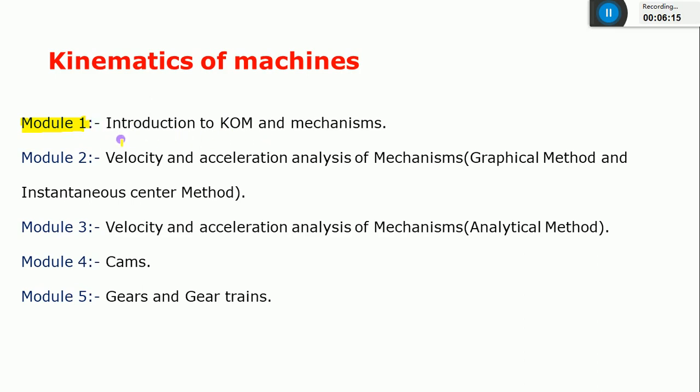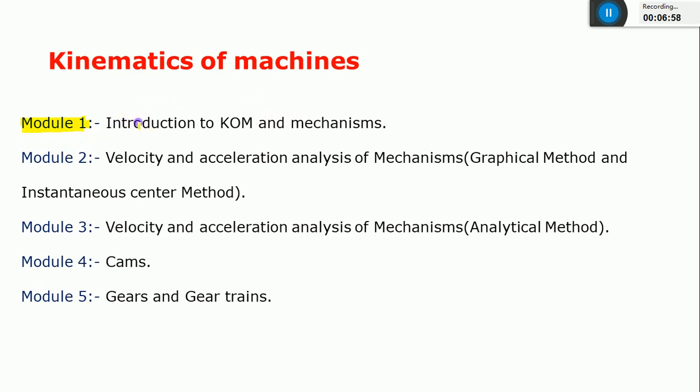The first module is introduction to kinematics of machines and mechanisms. It has two units: one is introduction to kinematics of machines, and the other is mechanisms. I hope most of the diploma students have studied this subject in their diploma; the subject name was, I think, theory of machines. Only 2 modules are the same, and the introduction and the cams they have already studied in diploma. We'll once again revise; if there are any difficulties, we can revise that.